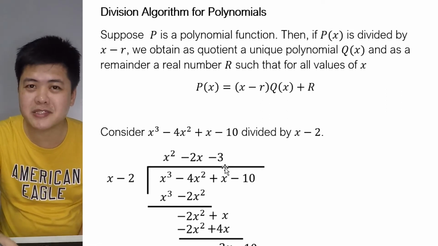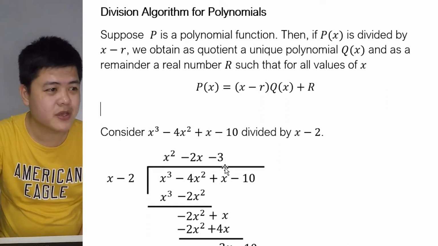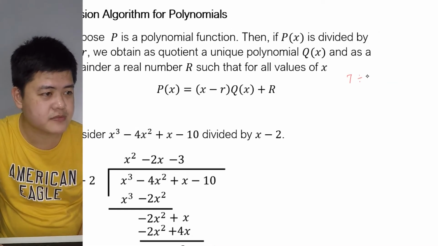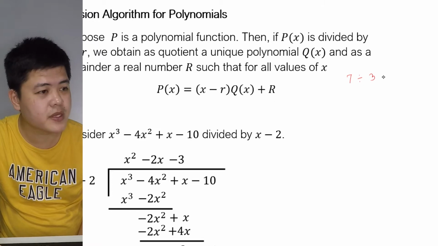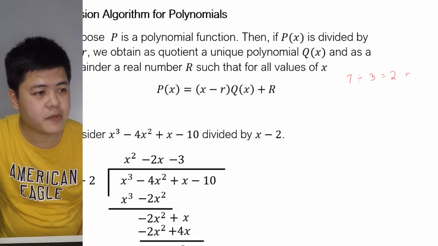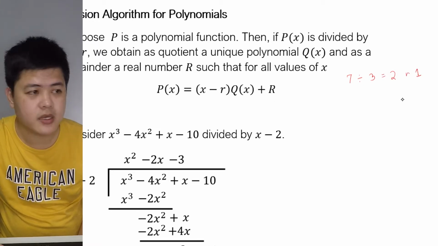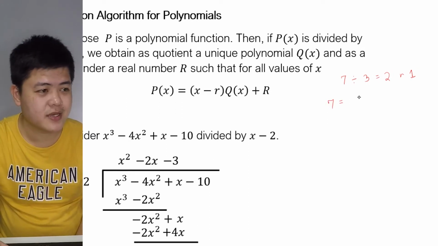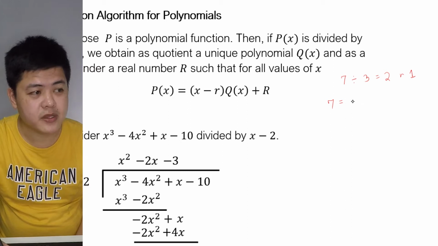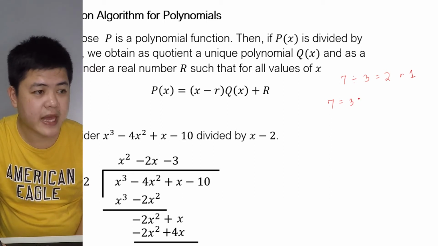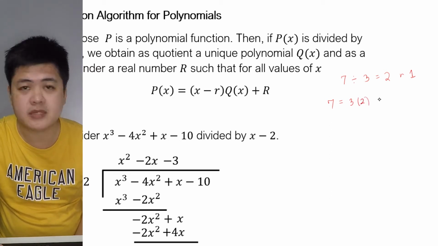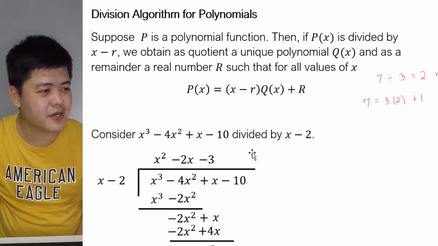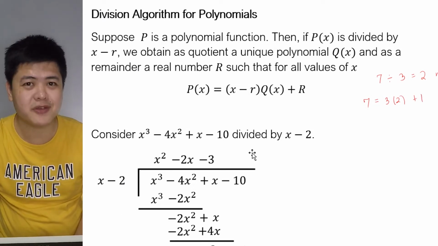Actually, this comes from when you divide numbers. For example, if you divide 7 by 3, the answer is 2, remainder 1. And then you can express 7 as 7 equals the divisor, which is 3, times the quotient, which is 2, plus the remainder of 1. Okay. Now, let's consider the first example that we have earlier.